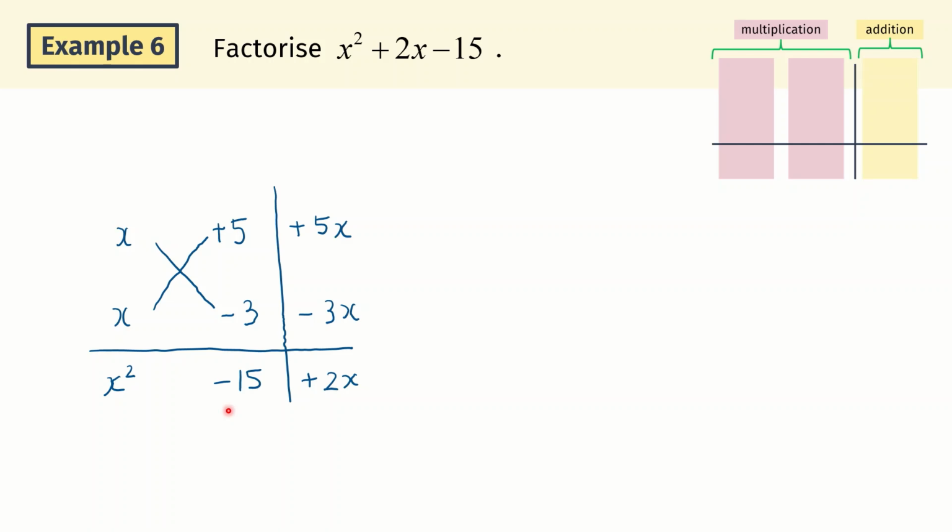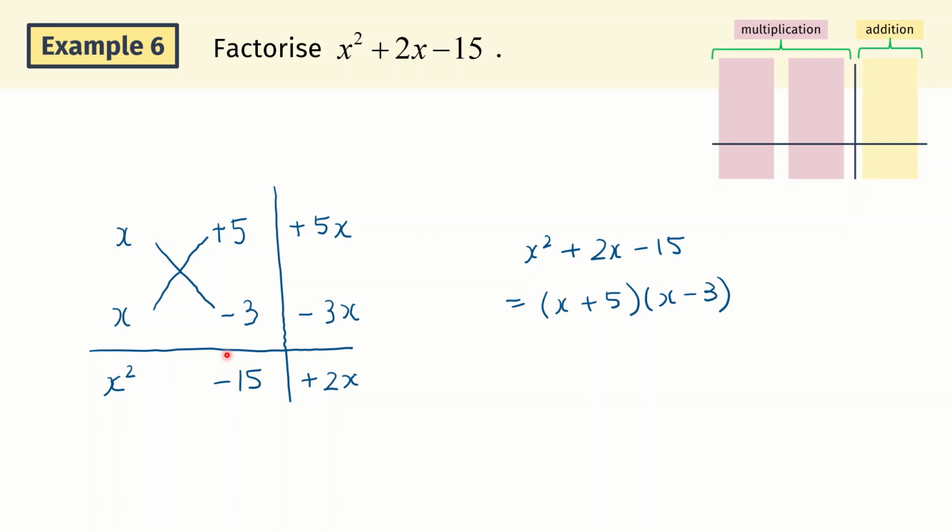So with this, we look at the answer to be x plus 5 followed by multiplying with x minus 3. That is how we factorize x squared plus 2x minus 15 to be equal to x plus 5 and x minus 3 with brackets around them. So this is how we factorize using the cross method.